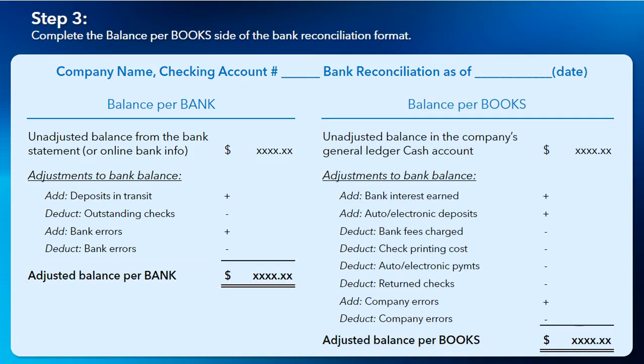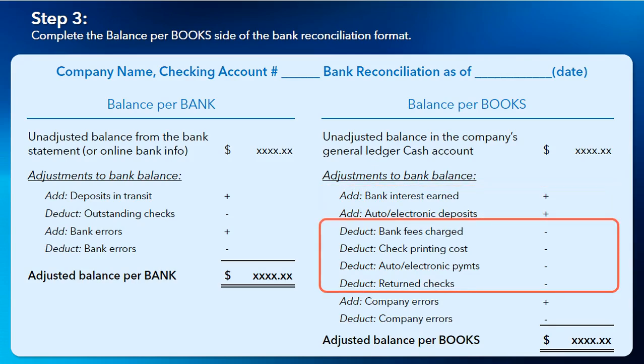Now we're ready for step 3. Adding the book side of the bank reconciliation form. Enter the adjusted balance appearing in the company's general ledger cash account. Add any increases, interest earned, bank credit memos that are shown on the bank statement but were not yet recorded in the company's cash account.